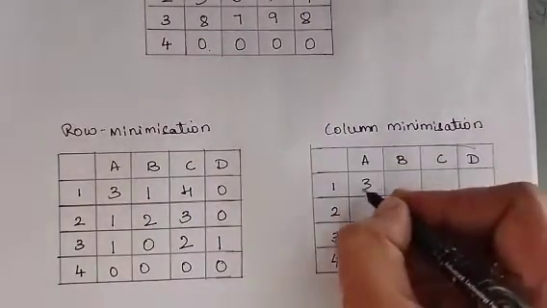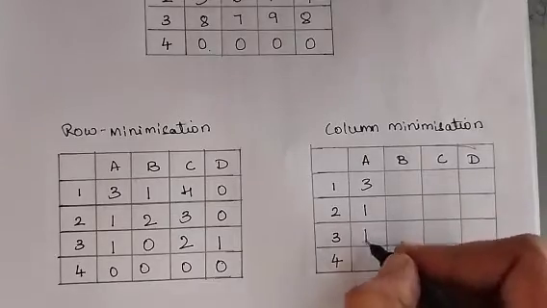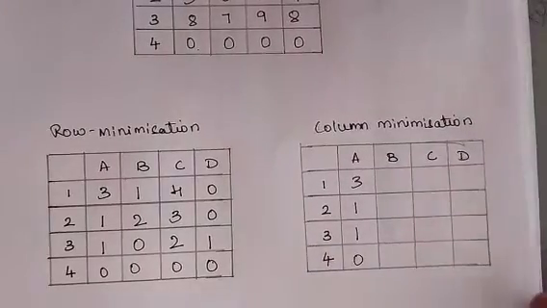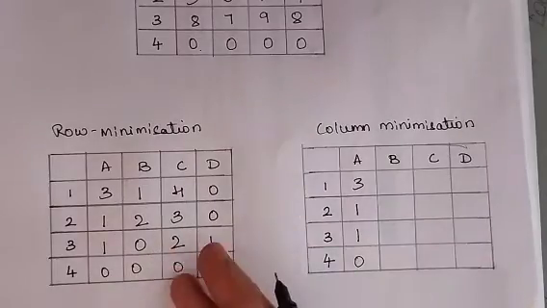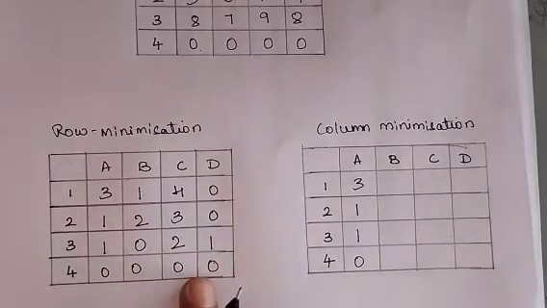So 3 minus 0 will be 3, 1 minus 0 will be 1, 1 minus 0 will be 1, 0 minus 0 will be 4. So just by seeing this, we can conclude that the same is going to repeat here again.